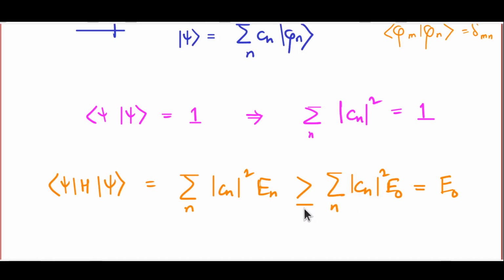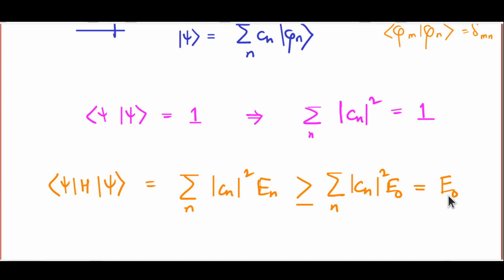Note that you can have an equal to sign here simply because it's possible that your sum is such that only C0 mod square is non-zero and all the others are 0. Of course, in that case, C0 mod square has to be 1 because the normalization condition has to be satisfied. Now, once you have seen that this quantity is a lower bound for the expectation value of H, it's easy to see that E0, being a constant, can move out of the sum, leaving you with this sum, which is 1. So this term here is actually equal to E0.